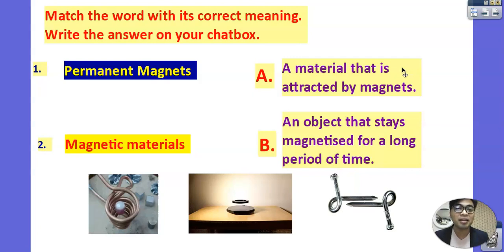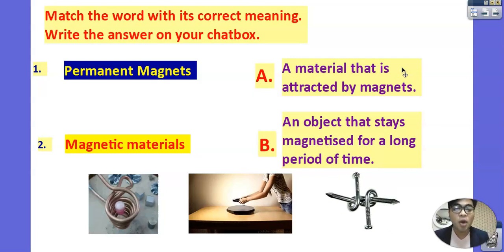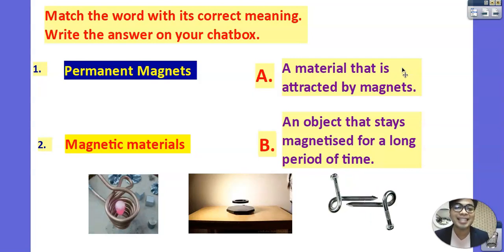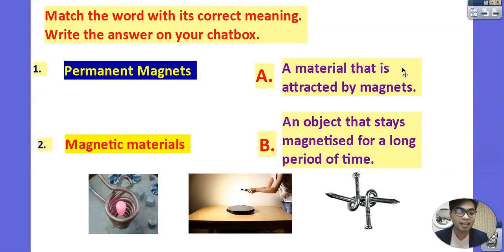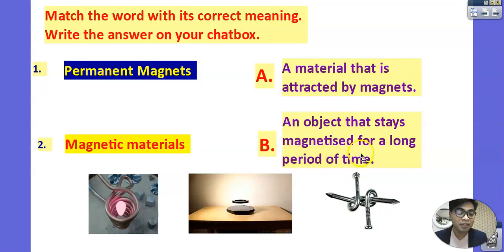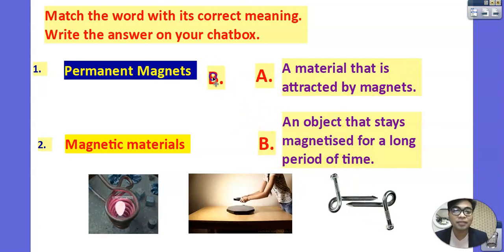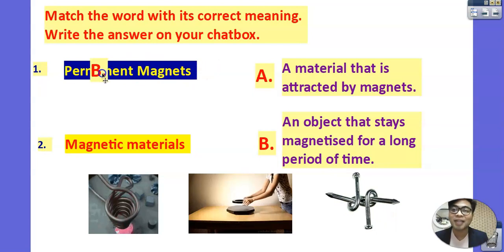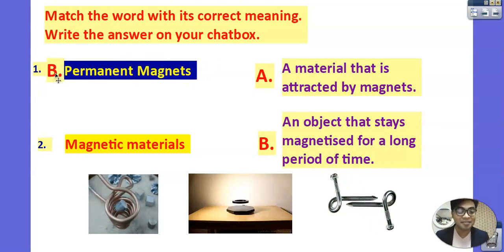So is it A, a material that is attracted by magnets, or is it B, an object that stays magnetized for a long period of time? So you have here the clue, a long period of time, so definitely this is for the permanent magnet. So the answer for number 1 is letter B.